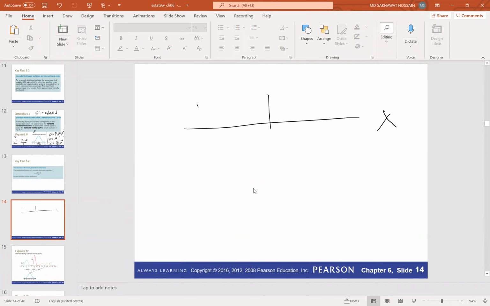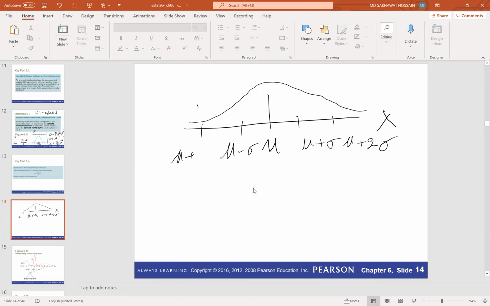So this is x, this is mu, and for example, this is our distribution density curve. So this one will be 1 standard deviation, mu plus sigma, 2 standard deviations, mu plus 2 sigma, and 1 standard deviation below the mean, and 2 standard deviations below the mean means mu minus 2 sigma. Similarly, we can also consider 3, 4, or 5 standard deviations away from the mean.